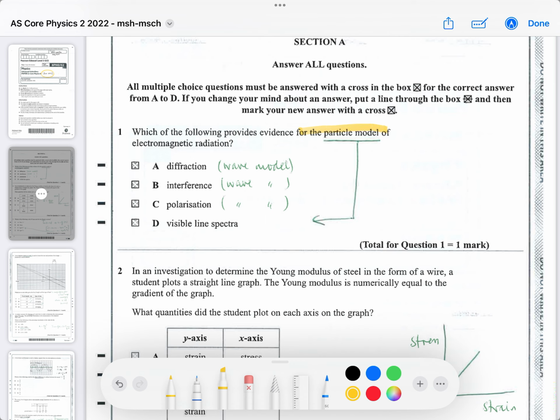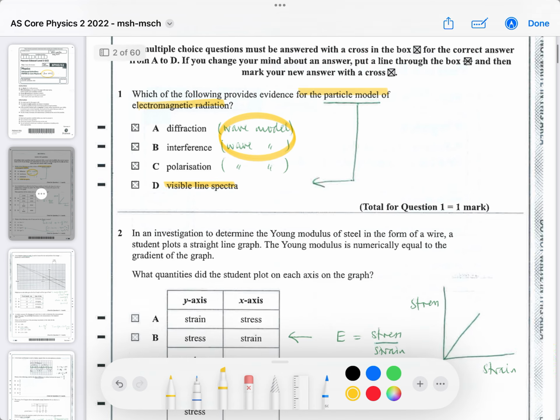Okay, so question 1 of the multiple choice: which of the following provides evidence for the particle model of light, or the particle model of electromagnetic radiation? And that is the visible line spectra. All the rest, diffraction, interference, polarization, are all to do with the wave model.